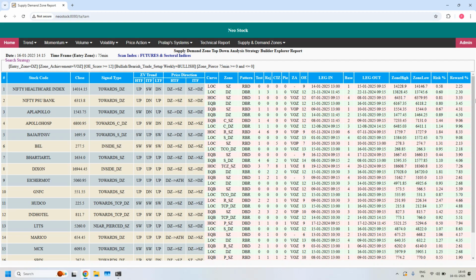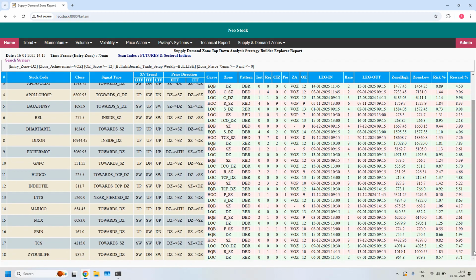All are supporting bullish trade setup for weekly income trade. I'm scrolling the list down. So total 18 stocks are filtered for supporting bullish trade setup for weekly income trade, and entry time frame zones are 75 minutes demand zones. All these demand zones are 75 minutes demand zones.